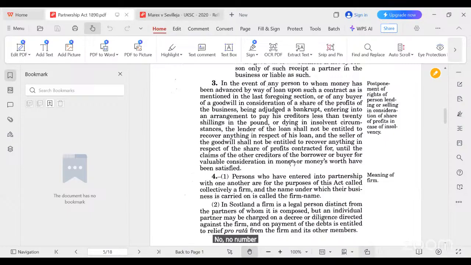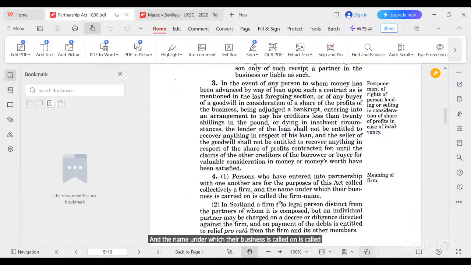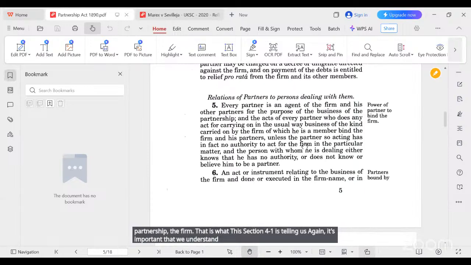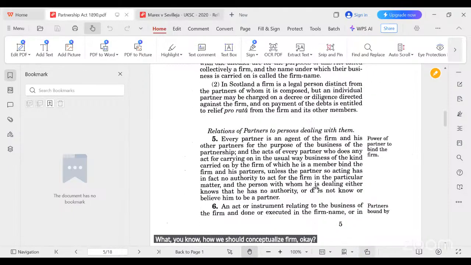Now, number four, the meaning of firm. Persons who have entered into partnership with one another are, for the purposes of this Act, called collectively a firm, and the name under which their business is carried on is called the firm name. So sometimes we talk about the firm, or your firm's name, or partnership. This is another way to describe a partnership, a firm. That is what section 4 is telling us. Again, it's important that we understand this is an example of a mandatory provision, because it's defining how we should conceptualize firm. That particular word is everywhere, and we understand it.